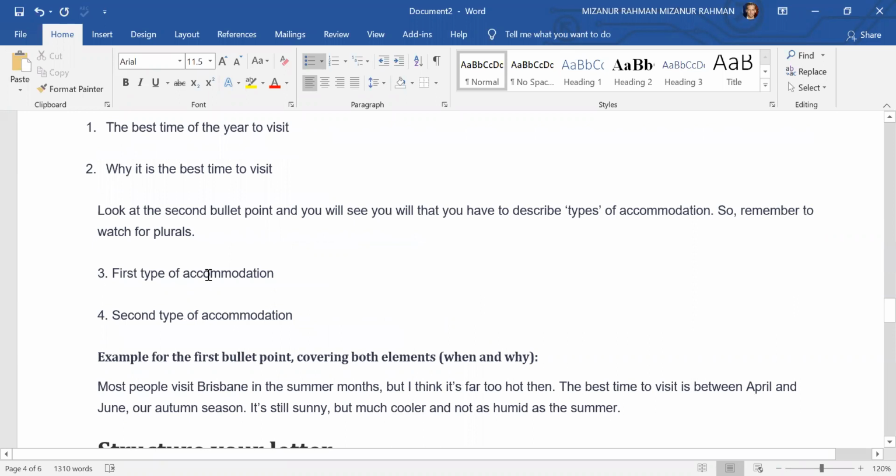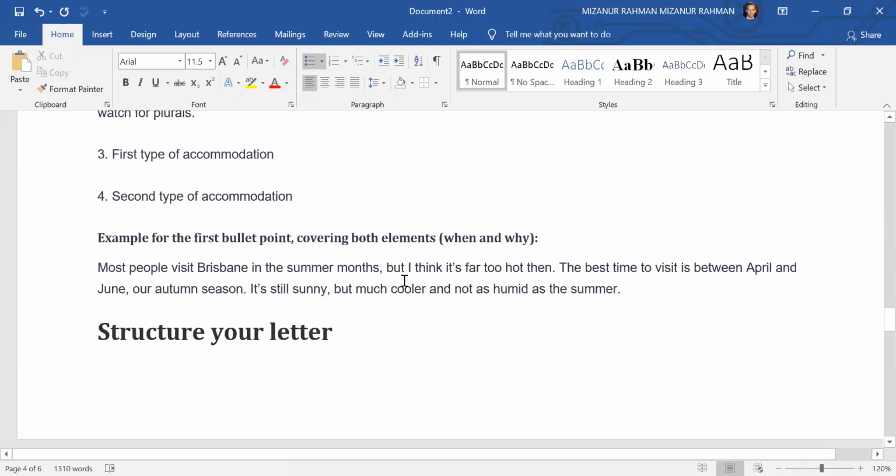Here is the structure. Most people visit Brisbane in the summer months, but I think it's far too hot there. The best time to visit is between April and June, our autumn season. It's still sunny, but much cooler and not as humid as the summer. The first bullet point is the time and why he should choose this time. Can you write it? Yes, sir. Please do it.